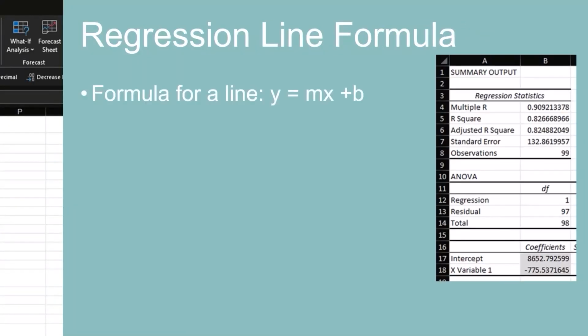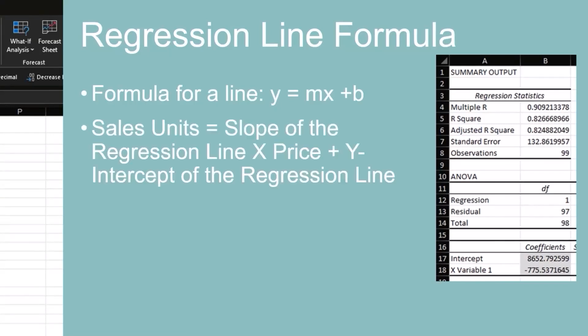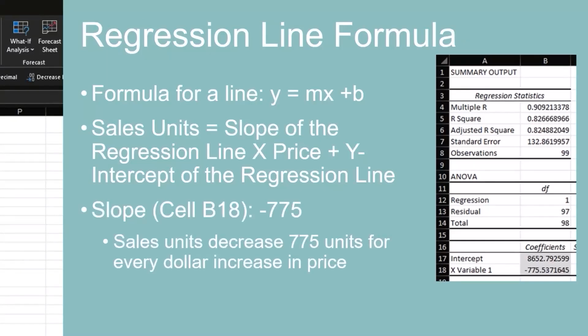You may remember from math classes long ago that the formula for a line is y equals mx plus b. Let's restate that with the variables from our analysis. Sales equals slope of the regression line times price plus the y-intercept of the regression line. The slope of the line is in cell B18. It says that sales units decrease by 775 for every $1 increase in price.